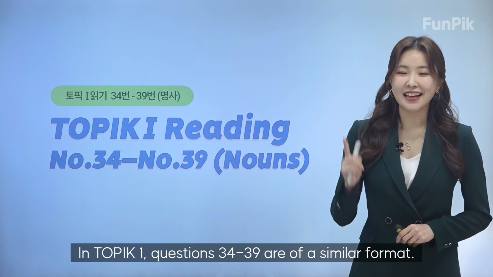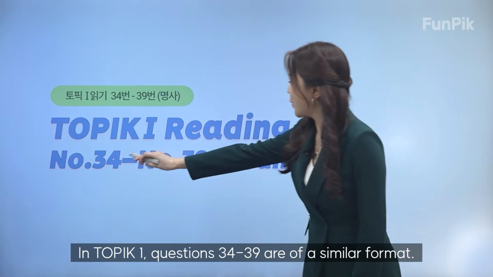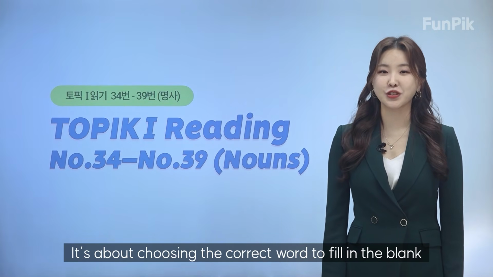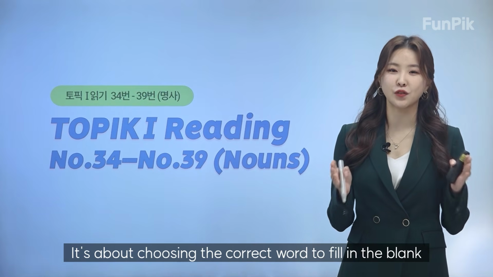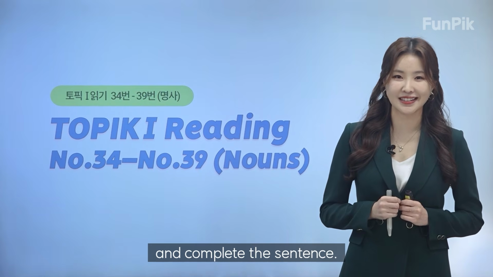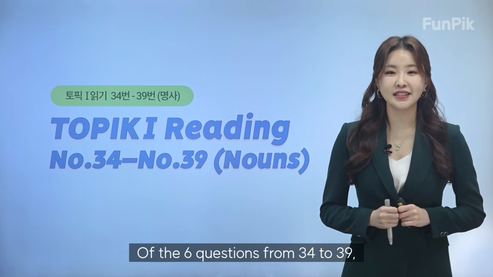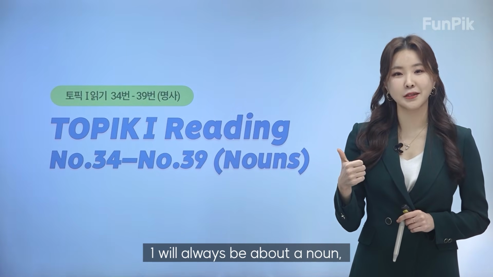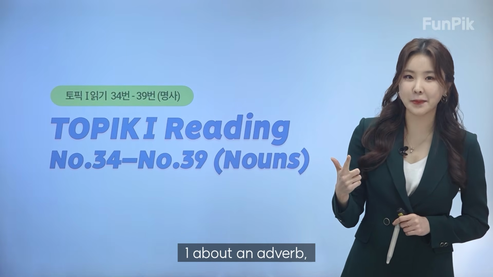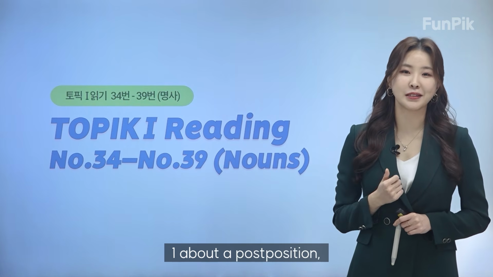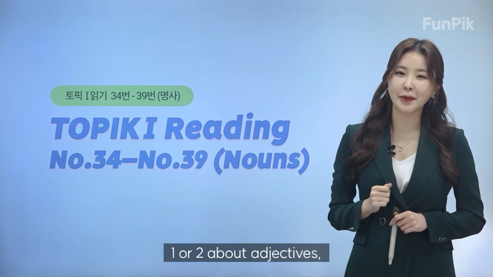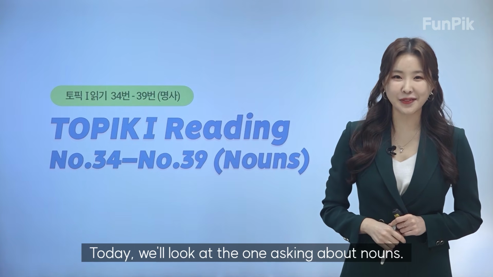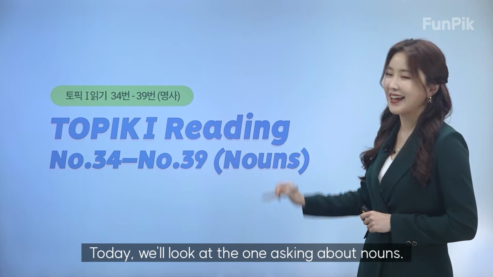Now in TOPIK 1, questions 34 to 39 are of a very similar format. It's about choosing the correct word to fill in the blank and complete the sentence. Now, of the 6 questions from 34 to 39, 1 will always be about a noun, 1 about an adverb, 1 about a postposition, 1 or 2 about adjectives, and another 1 or 2 about verbs. Today, we'll look at the one asking about nouns.